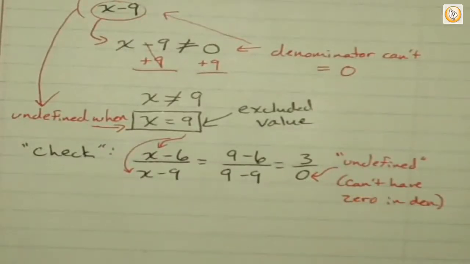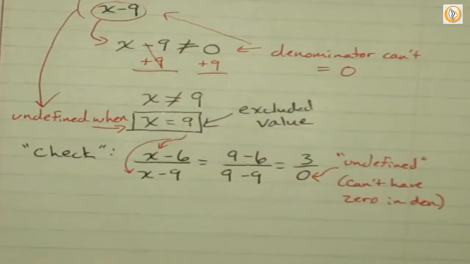Does that make sense? So that's what we're looking for, the excluded value that x cannot possibly be. Does that make more sense? Make sure you have this written down, and then we'll do another one. Put your pencils down when you're done so I know you're done writing.